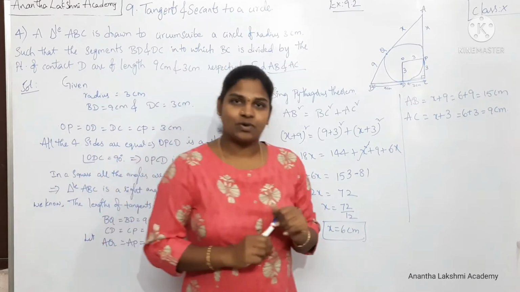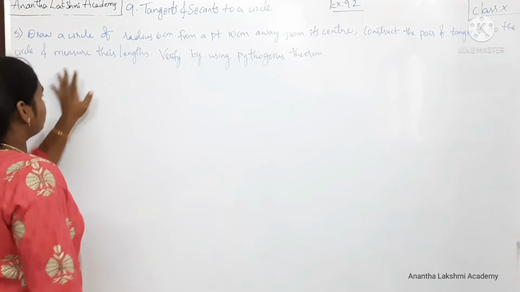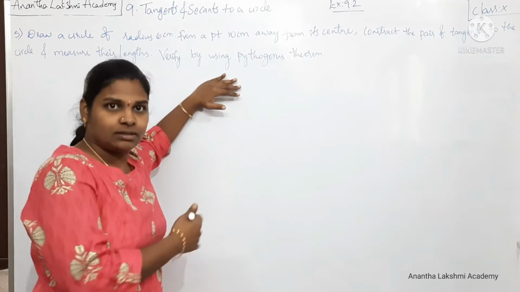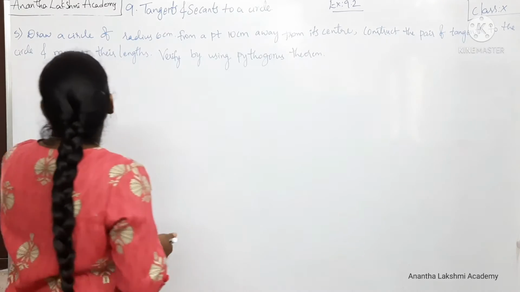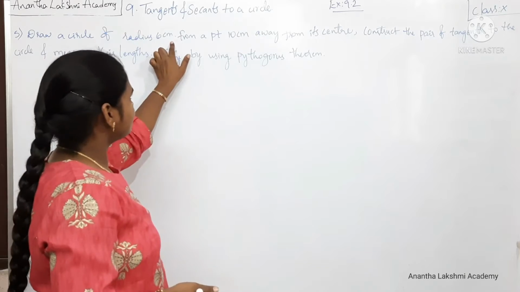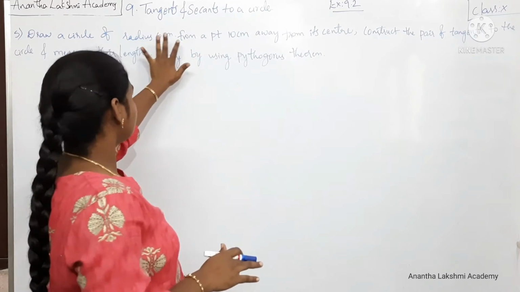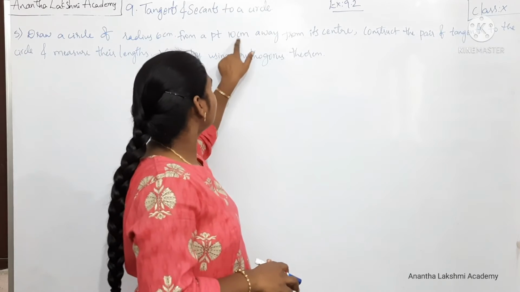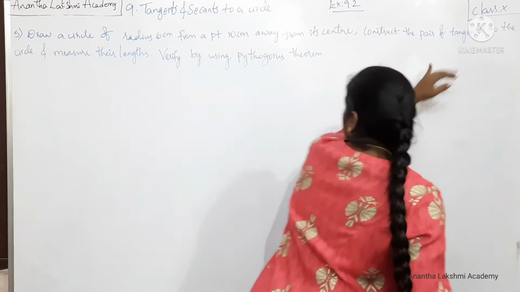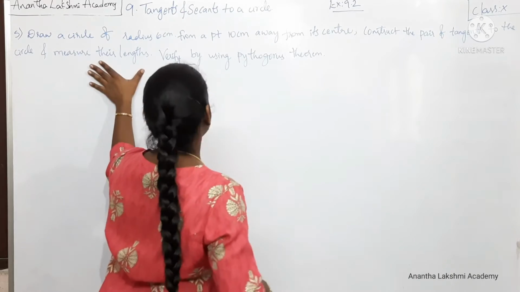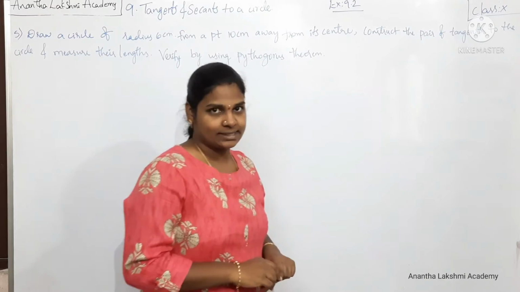Let's look at the next problem. So here we have the fifth problem. Let me read out the problem for you. Right from here, all the problems are geometrical constructions. Draw a circle of radius 6 centimeters from a point 10 centimeters away from its center. Construct the pair of tangents to the circle and measure their lengths. Verify by using Pythagoras theorem is what is being asked.